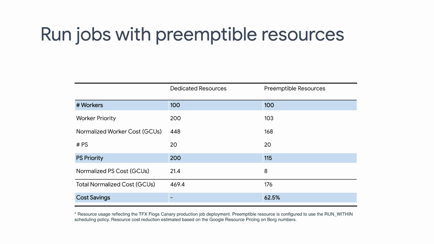Here we take the TFX Flux Canary job as an example. We have this table showing the resource cost reduction in this production deployment. The column in the middle shows the amount and the priority of resources and their normalized cost when using dedicated resources, and the column on the right shows the resources and normalized cost when using preemptible resources. For this specific job, which typically lasts about 4 hours, using preemptible resources can save Google over 1,000 GCU hours per run and over 60% resource cost reduction.